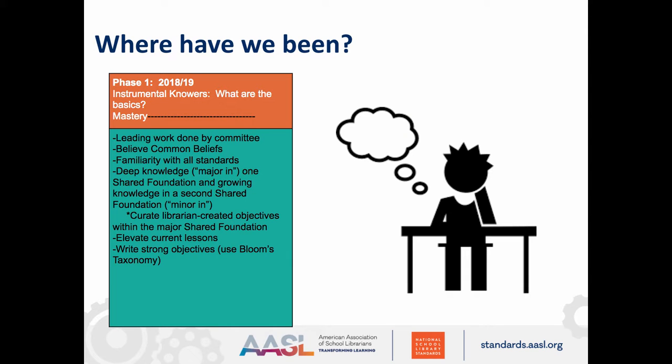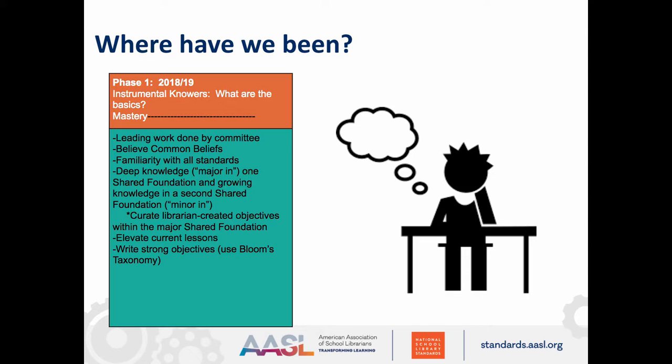Reflecting back to the Year 1 process that I alluded to earlier, let's talk a little bit about where we've been. In Year 1, or Phase 1, that was during the 2018-19 school year, and we knew that at that point we were in a phase called instrumental knowers. We were looking for the basics, and we weren't quite ready to claim mastery yet. We were just getting our feet wet and trying to get to know what these new standards were all about. And how we approached that is down in the teal part of this box. We had a committee that did a lot of heavy lifting on that initial work.